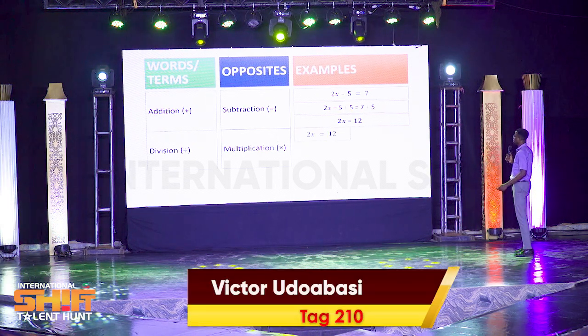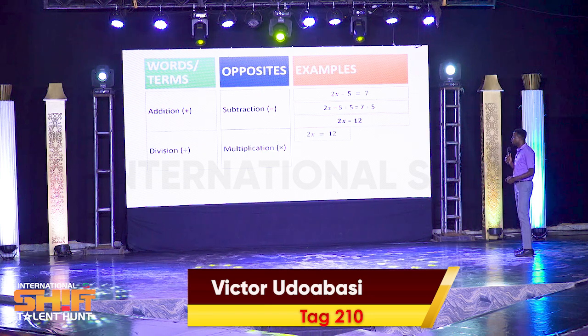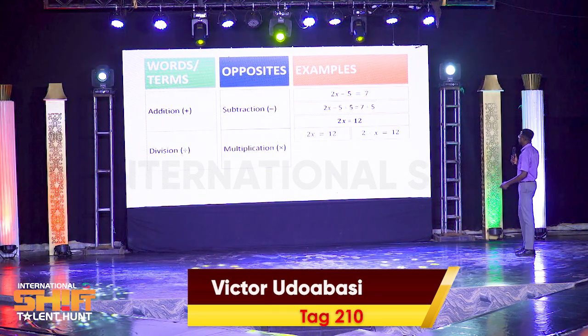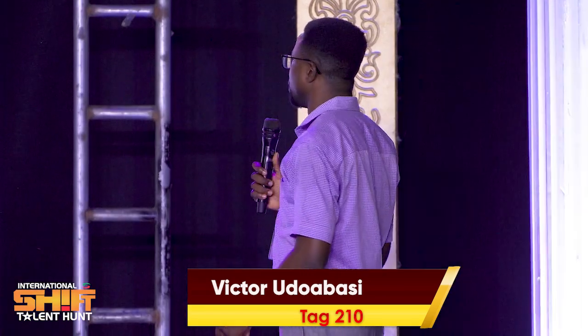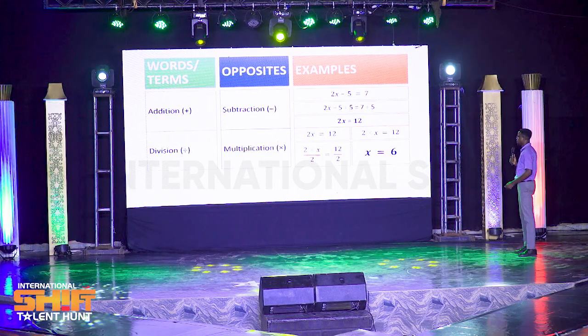We still continue. 2x equals 12. The question is, what is the bond between 2 and x? The bond between 2 and x is multiplication. And to break the bond, we have to introduce the opposite of multiplication, which is division. That is why we divide both sides by 2 to give us x equals 6.